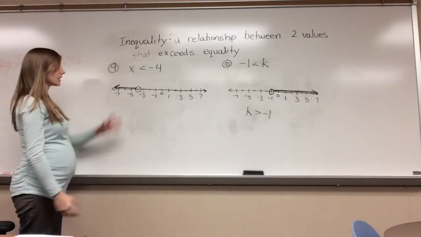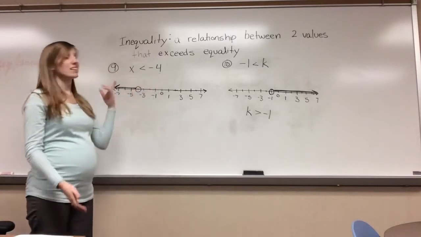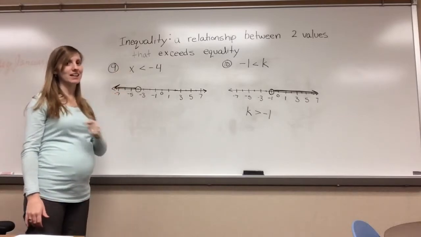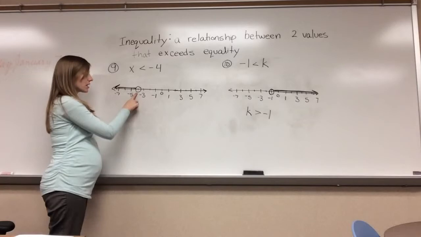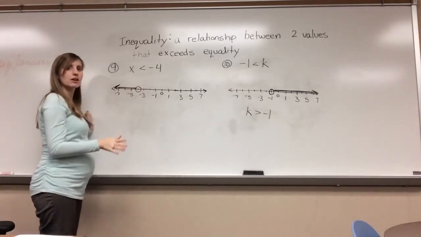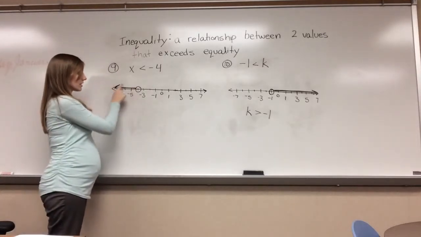For problem number 9, the inequality is x is less than -4. The nice thing about number 9 is that the letter is already on the left-hand side, so that makes it easier for us to graph. I put my point at -4. I left it as an open point because there is no equal to bar. So -4 is not a solution, just anything smaller than -4.